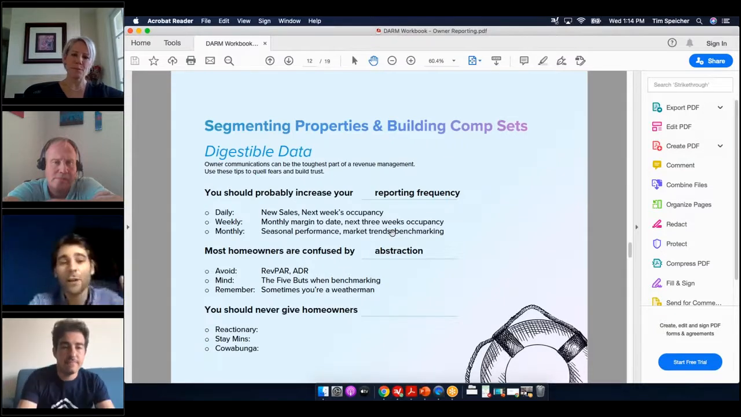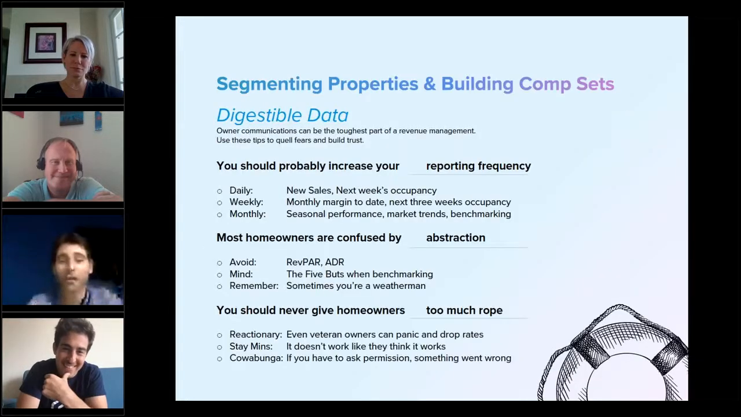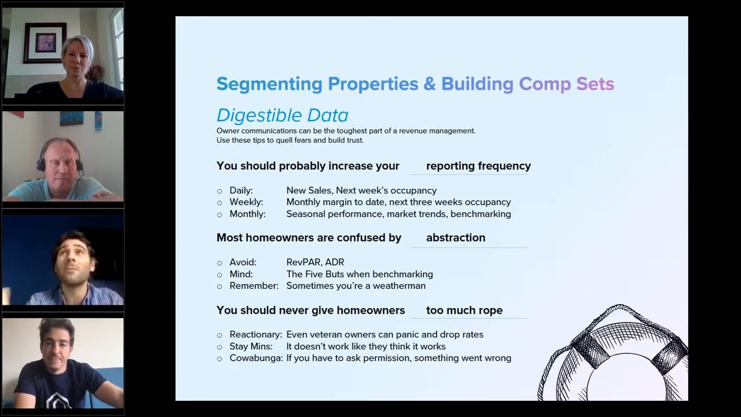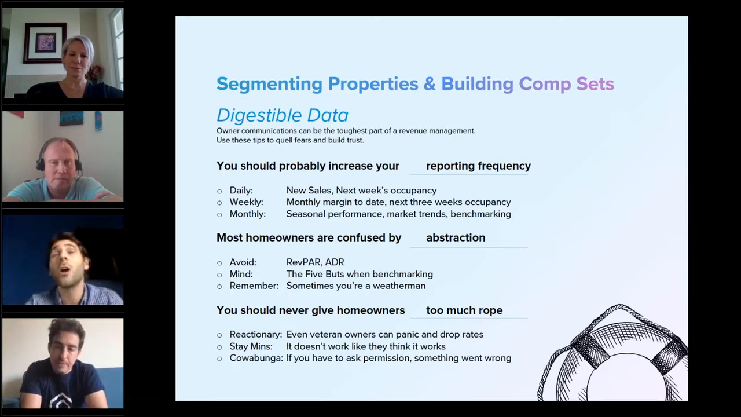All right, so lastly, never give your homeowners too much rope because they will hang themselves. They're often reactionary, where even veteran owners can panic and drop rates. Just recently, I heard somebody I'd worked with for a very long time and made a lot of money in the past say, "I know that I'm losing money by taking these low ADR bookings for a long time heading out into the future, but I'm so anxious about my empty calendar that I can't help but take them." He was very rationally being irrational, or I should say maybe self-awarely irrational.